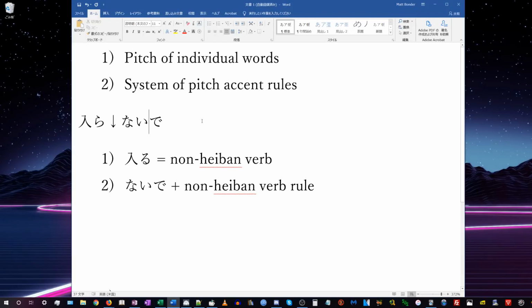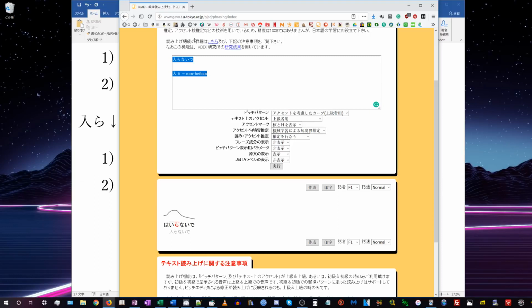And so, like we said, if you saw haira naide and you know the pitch accent system of rules, as long as you know that hairu is a non-heibon verb, you automatically know that haira naide is going to drop after the ra. And so you don't need the add-on to tell you that, right? This is something you can know automatically as long as you know the system. And that's also why sites such as this one, where you can type in a whole sentence and get the pitch accent answer, you don't really need it that much, and they're not actually that useful.